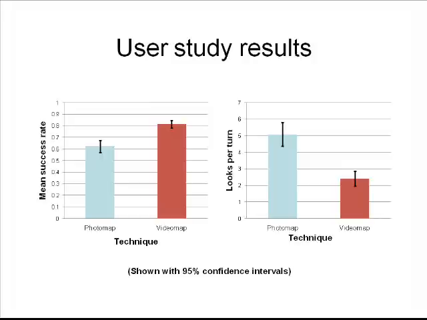The results of the user study show that the participants that used the video map were more successful at navigating the turns, as shown on the left. Participants that used the video map also relied less on the printed driving directions, as shown on the right. The details are in the paper.